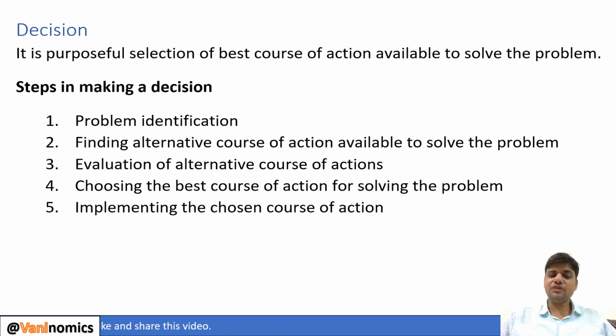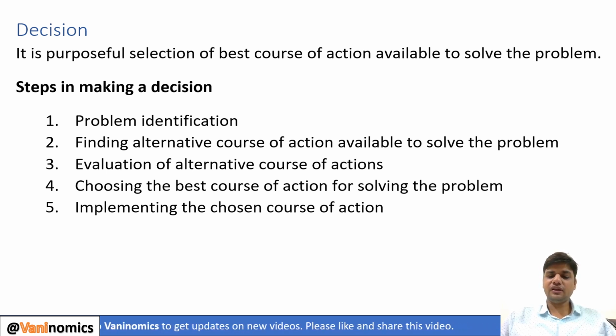So if you have many ways to solve a problem, then one of the ways can be regarded as best. That means it will be the most efficient way of solving the problem. That means it may be costing less to achieve the same target, that is solving the problem, or the level of achievement is more for a given level of cost, that is also possible.